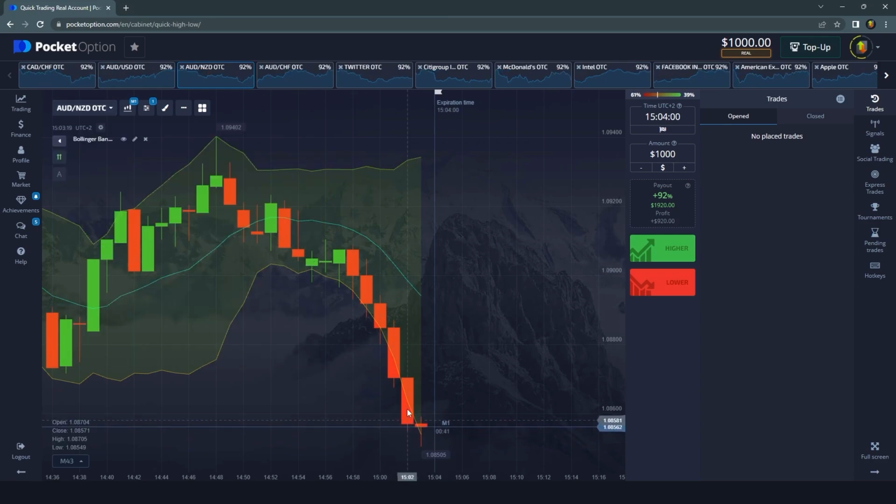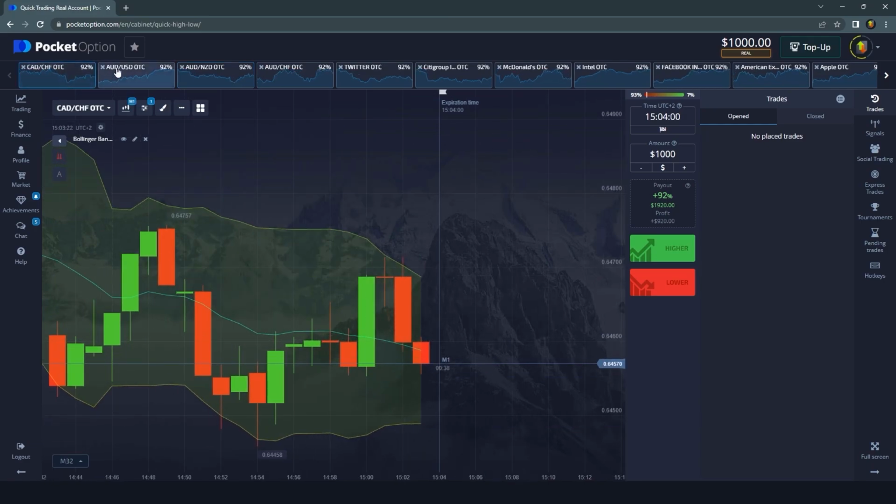We look for an opportunity where a candle is closing outside of the bands, while the upper and lower bands are opening up.